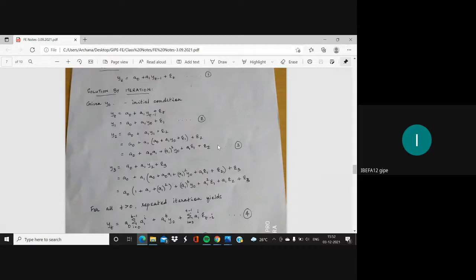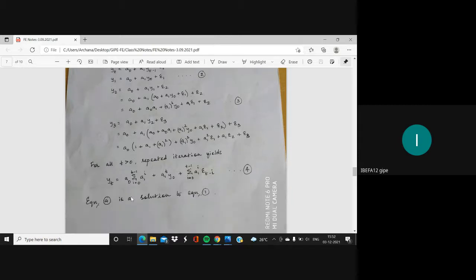So when you were doing this whole process, if you keep iterating backwards, what you'll find is finally yt is equal to some mean value, this whole part, plus these moving average error terms.